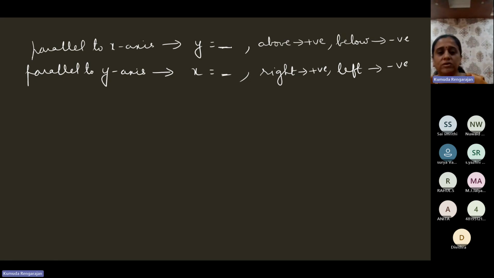Parallel to x-axis, y is equal to a constant. Parallel to y-axis, x is equal to a constant. So if it's parallel to the x-axis and above, y is equal to a positive number. Below, y is equal to a negative number. And what is that number? Distance. Distance from the x-axis. All right.